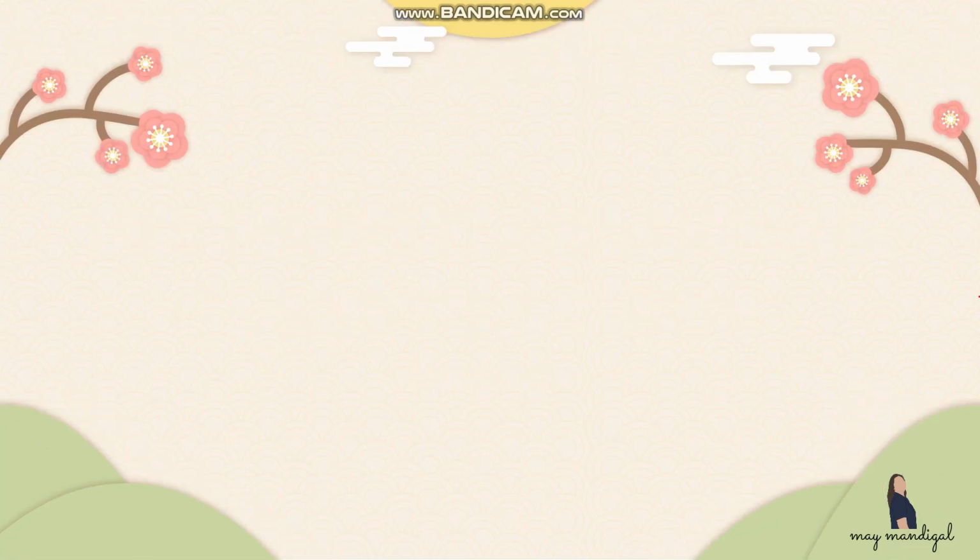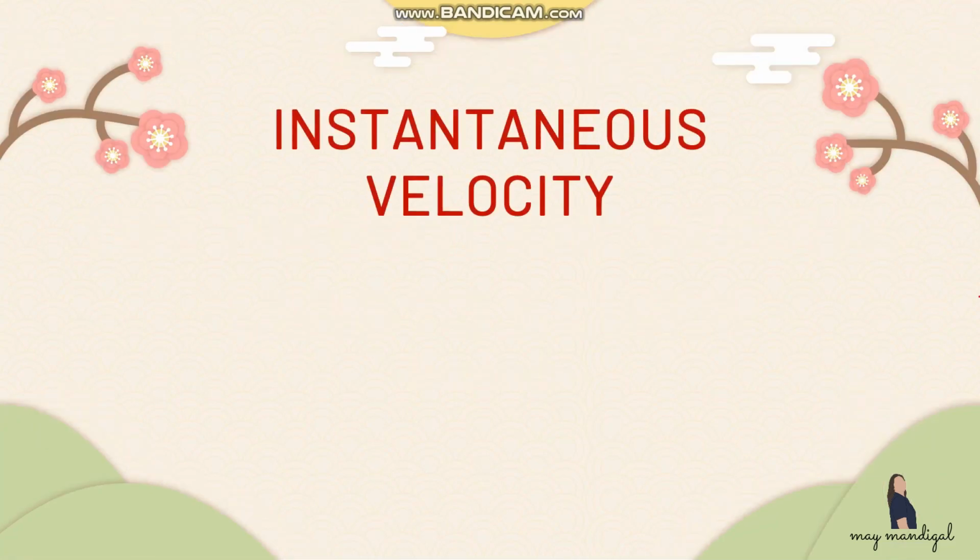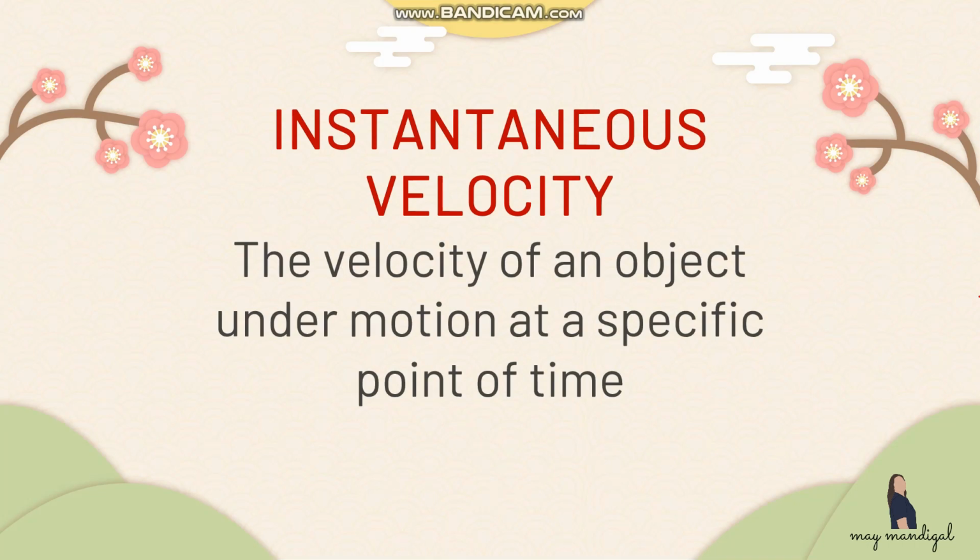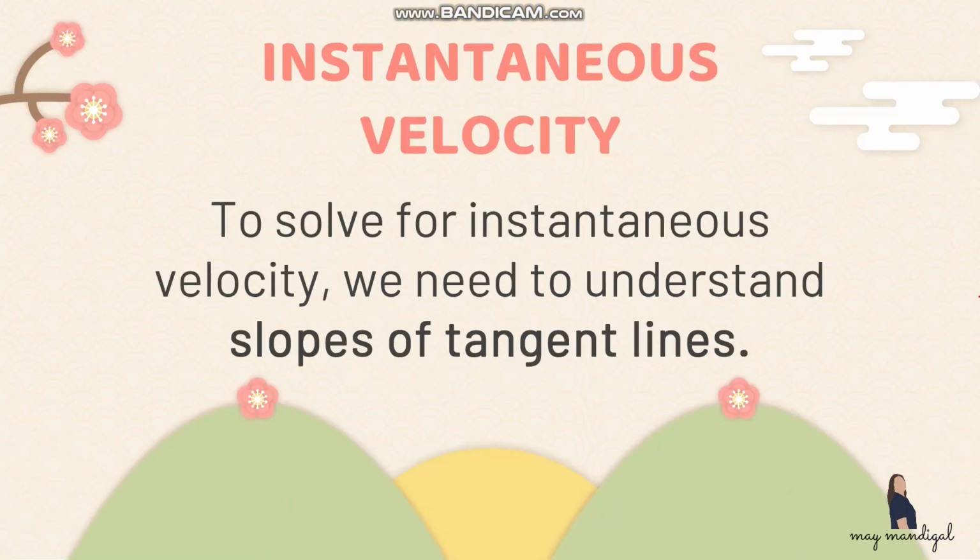First, let's define instantaneous velocity. Instantaneous velocity is the velocity of an object under motion at a specific point in time. Let's say you throw a ball and you want to identify the velocity of that ball at a specific second, for example, 2 seconds. We call it instantaneous velocity. We solve for instantaneous velocity using the slopes of tangent lines. In order to identify the rate of change in a function, we also use the slopes of our tangent lines.